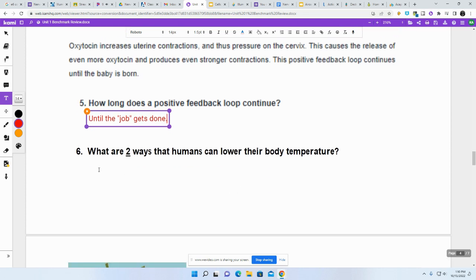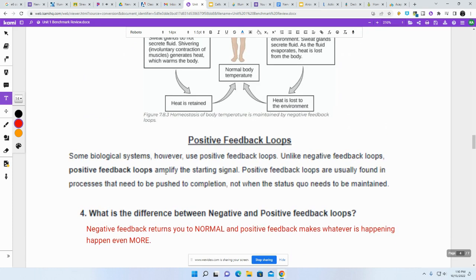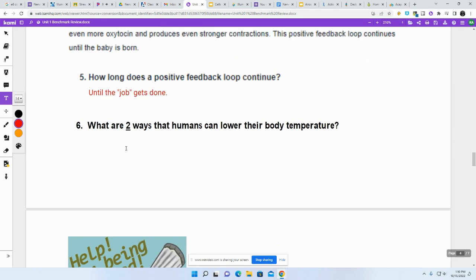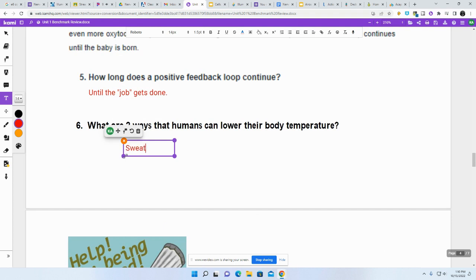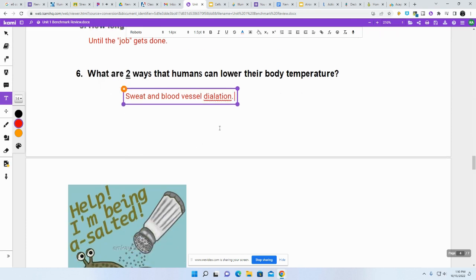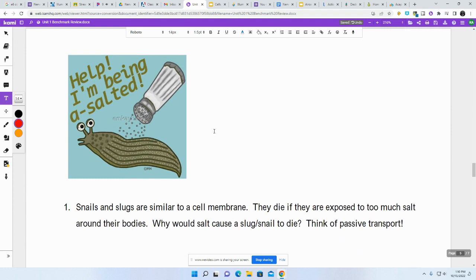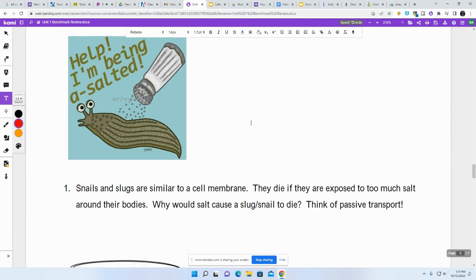What are two ways that humans can lower body temperature? We've already done it twice, right? All right, we'll do it one more time. All right, sweat and blood vessel dilation. I'm not going to spell dilation because I don't know how to spell it. Let me try it one more time. Dialation. Still not right. You guys figure it out, I think that's right. All right, the slug, he's being salted, not assaulted. Okay, that's kind of a joke, I guess.